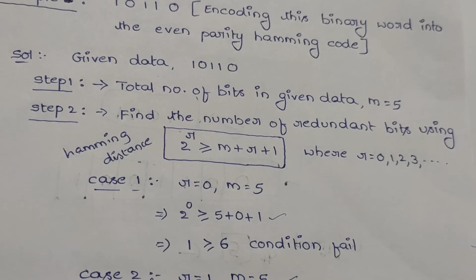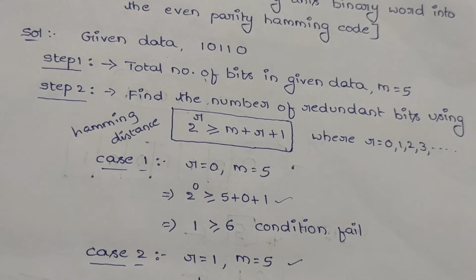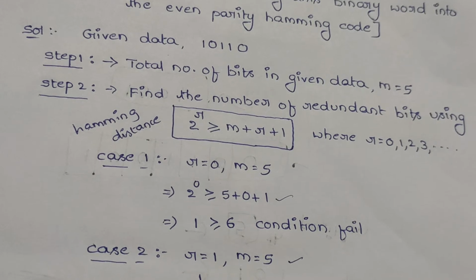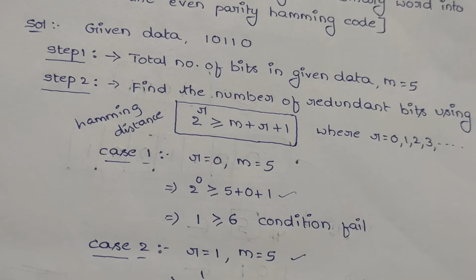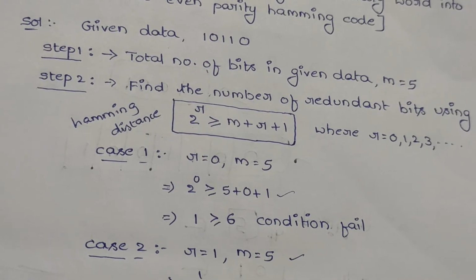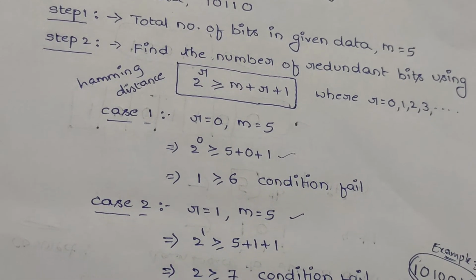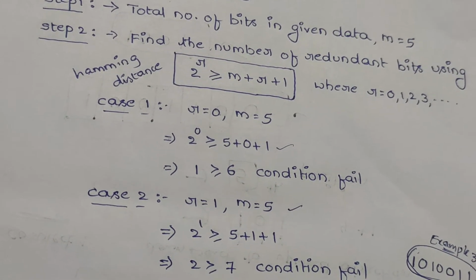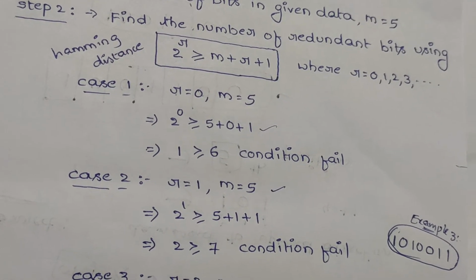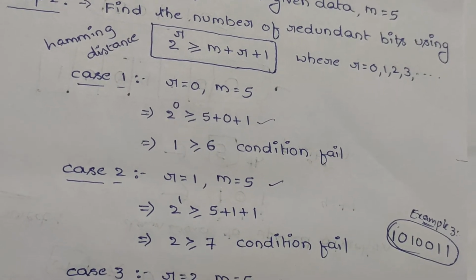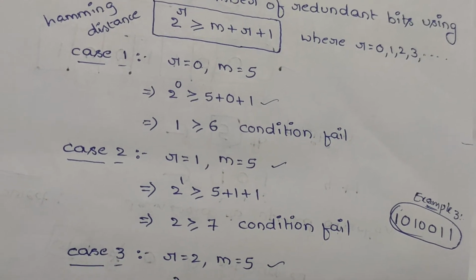to the power of 0 greater than or equal to 5 plus 0 plus 1. Here 2 to the power of 0 means 1, 1 greater than or equal to 6. By observing this, the condition is failed. Then we'll move to the next case. So that is case 2, r is equal to 1, m is equal to 5. So 2 to the power of 1 greater than or equal to 5 plus 1 plus 1. So here 2 greater than or equal to 7. Again the condition is failed.